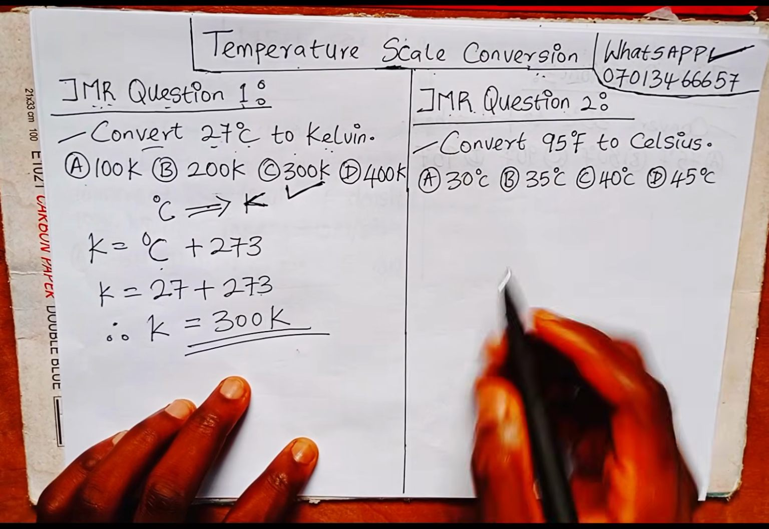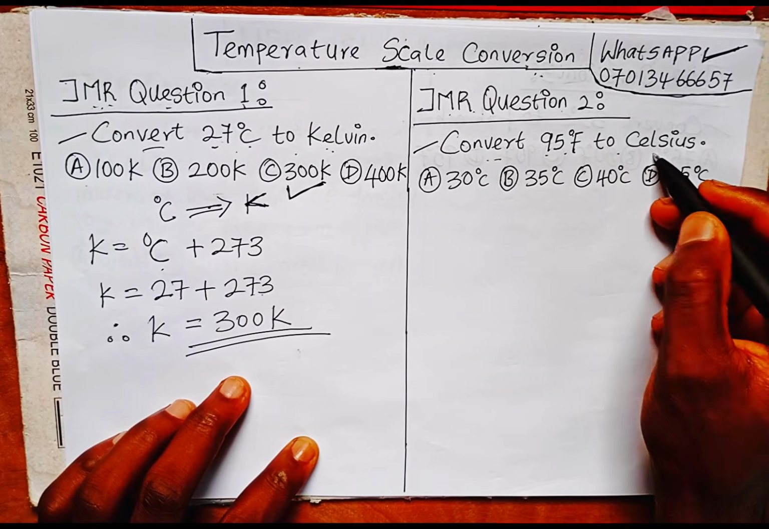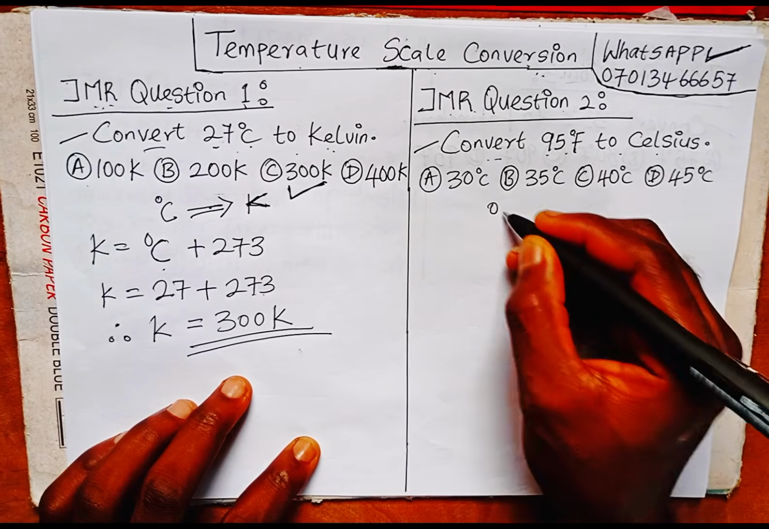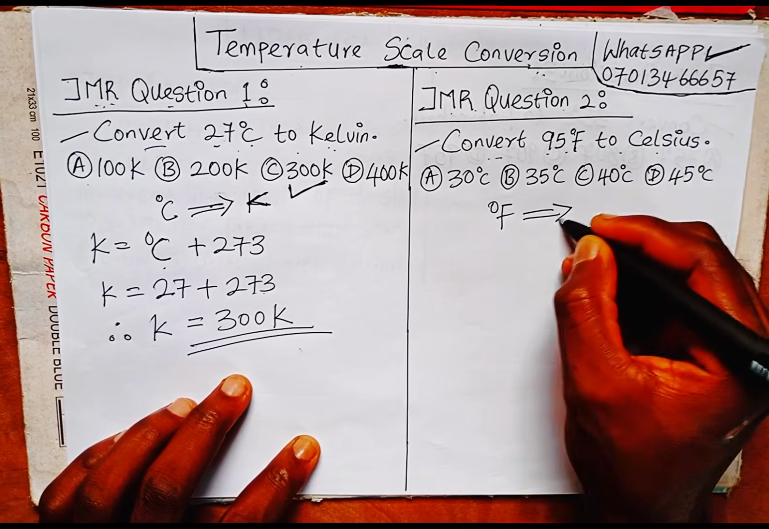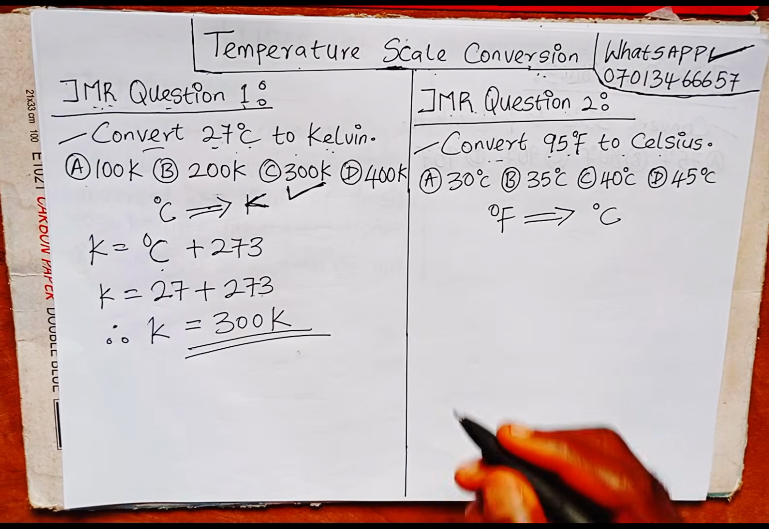JAMB must repeat question 2. The question reads, convert 95 degrees Fahrenheit to Celsius. Now we are converting degrees Fahrenheit to degrees Celsius. This one is not as easy as the first one, but it is easy.